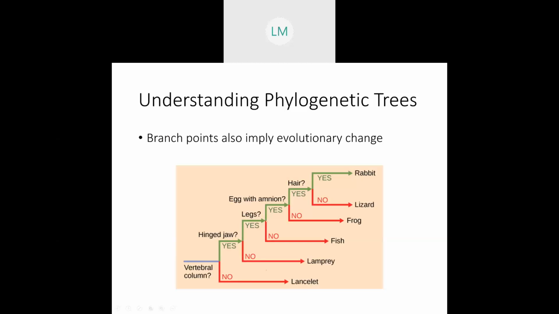Then we've got another branch point indicating evolutionary change that evolved legs. So at this branch point, we're evolving legs. Did we evolve legs? No, this is a fish. Yes, then we're going to go up here. So you can kind of follow this phylogenetic tree with the evolution of these different traits. Do they have the trait? Do they not have the trait? Sometimes you're going to get a phylogenetic tree that looks a little bit like that.